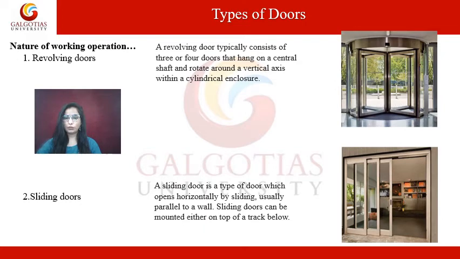Next is the sliding door. A sliding door is a type of door which opens horizontally by sliding, usually parallel to a wall. Sliding door can be mounted either on top of a track or below. So you can see the example of the sliding door.